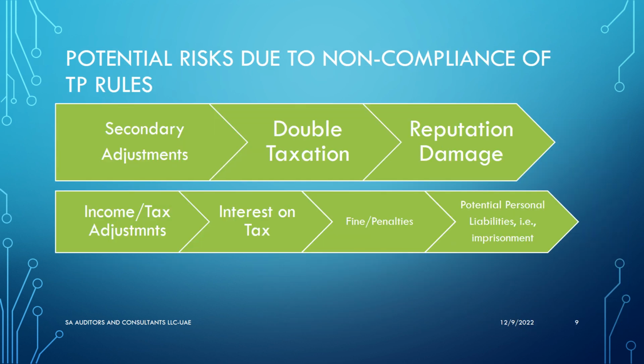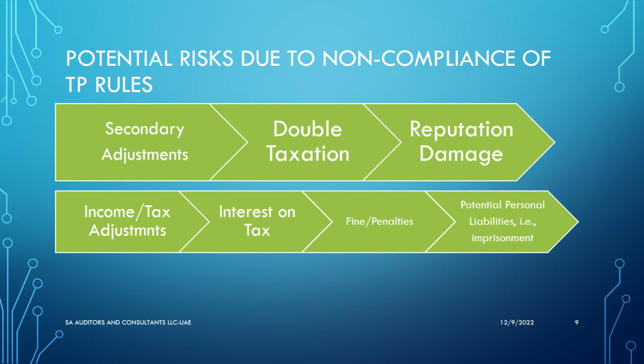What are the potential risks due to non-compliance with transfer pricing? As I already explained, a tax authority can make an adjustment, then our income will be higher or lower, depending, and there will be chances of double taxation. There will be reputation damage. If you take a big company like KFC, if such non-compliance is going on and market news comes out, you know how much their share value can go down. This is called reputation damage.